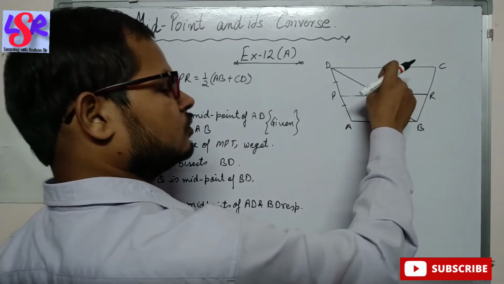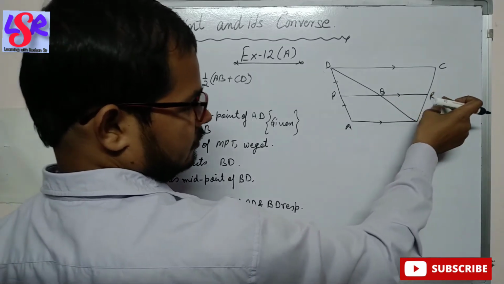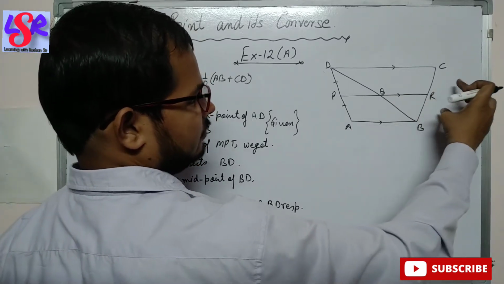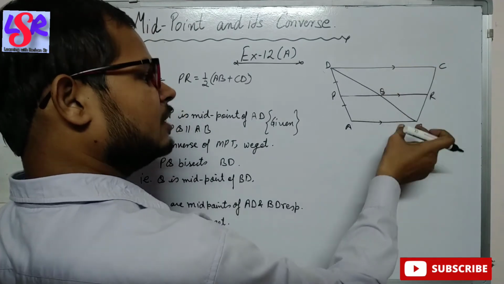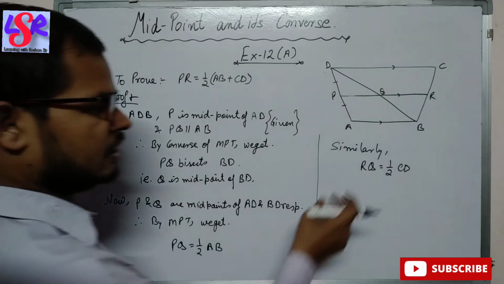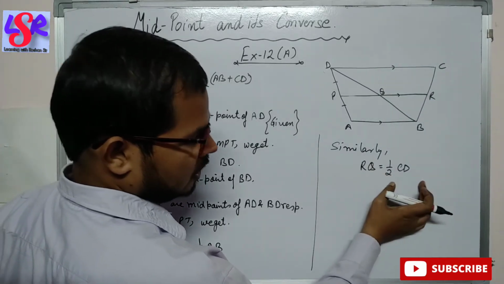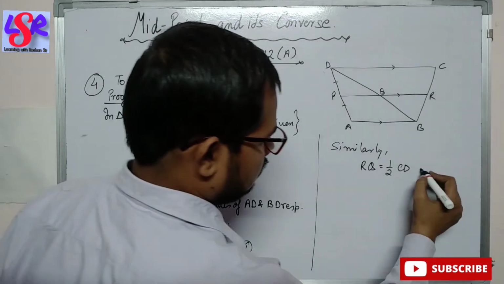Similarly, we have to do it in this triangle also. We have this one as midpoint. We are first of all going to prove R as the midpoint of BC and then QR as half of CD. So similarly, we get RQ is half of CD. Now let this one be equation number 1 and this one be equation number 2.